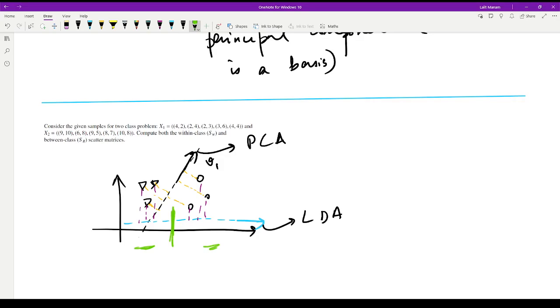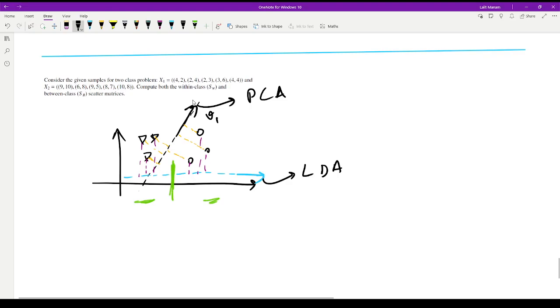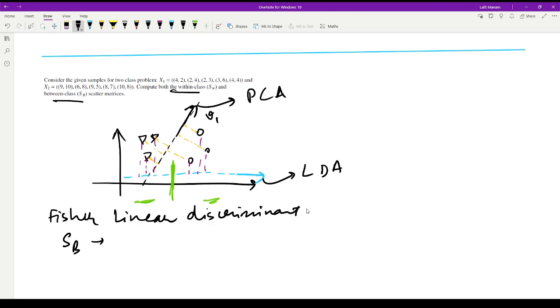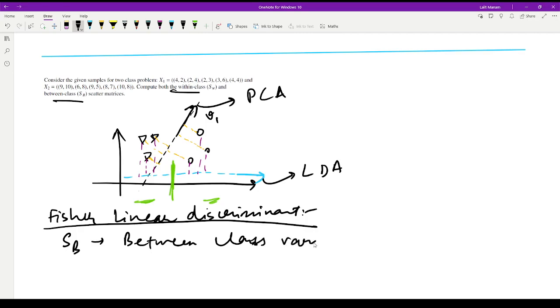So the main components of Fisher linear discriminant: it's given in the question. It's computing the within class variance and between class variance, or the scatter matrices. Let's stick to the convention. So Fisher linear discriminant is something like this. We have SB as the between class scatter.